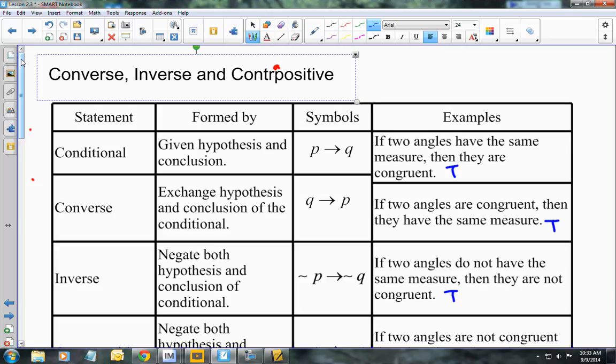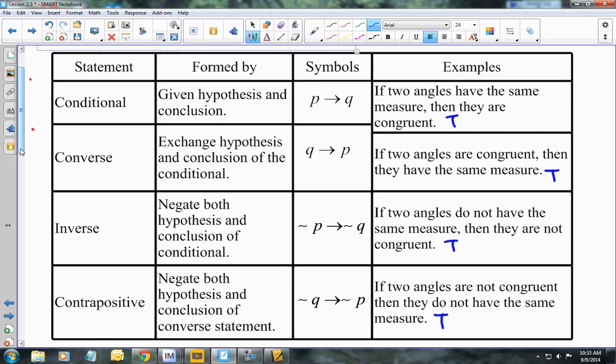Alright? So, remember, you've got to know conditional, converse, inverse, contrapositive. And know that it goes if P then Q, if Q then P, if not P then not Q, if not Q then not P. Write that down on your test. If you did it, you get it. Okay? That'll help you keep everything organized.